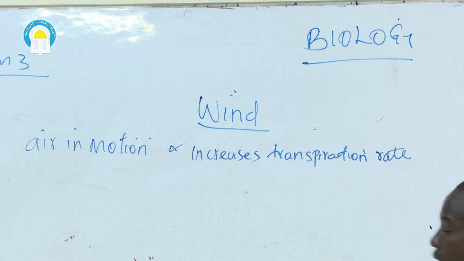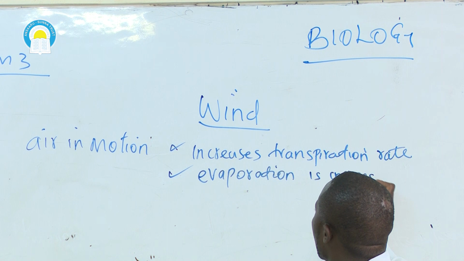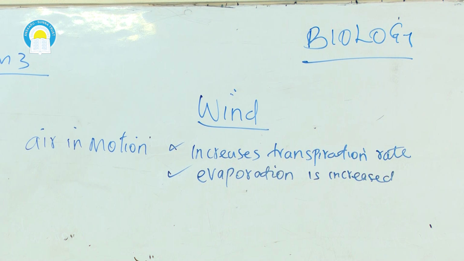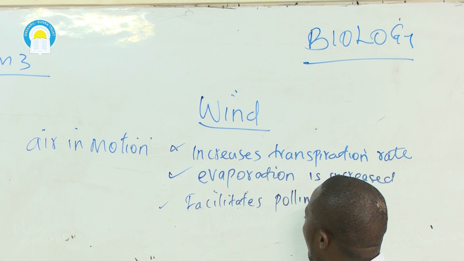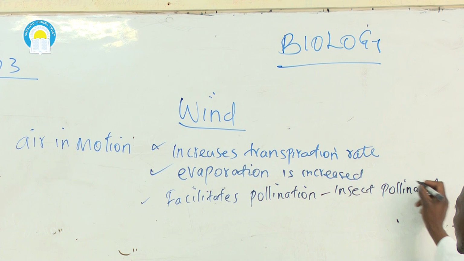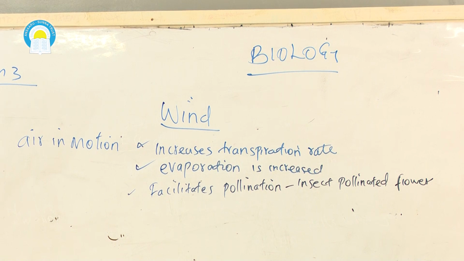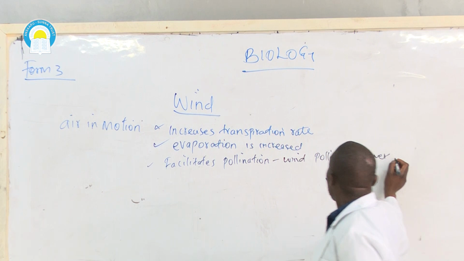Then it also increases evaporation from the body surface of living organisms. Wind also facilitates pollination. Wind facilitates pollination, the transfer of pollen grains from the anther to the stigma. In this case, we talk not about insect pollinated flowers or plants, but wind pollinated flowers, what we call anemophilous.